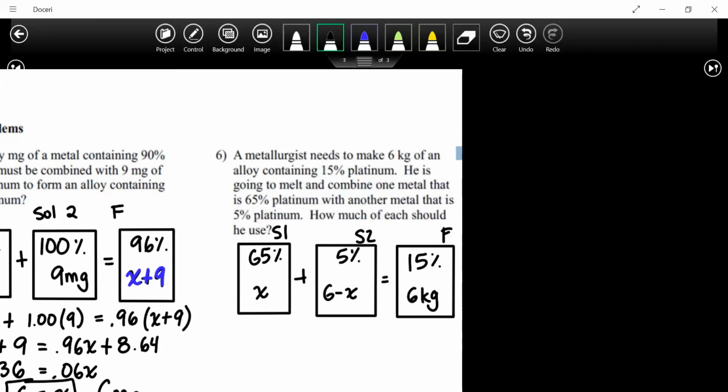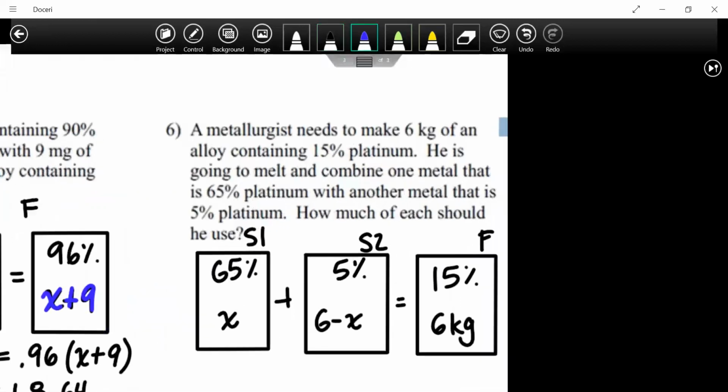Look at the notes that I just said, right? If you're given the final solution and one solution, we're going to look at the differences. In all the stuff that we were given here, we knew this, right? Because it tells us 6 kilograms of alloy containing 15%, and it tells us he's combining it with one other solution at 65%. So it's giving us at least those two.